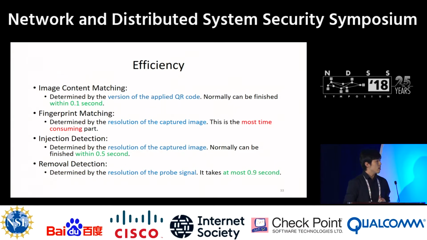So to evaluate our efficiency, we did experiments for the four parts. These four processes can all be done in parallel. The image content matching, injection detection, and removal detection can all be done within 1 second. The only time-consuming part is the fingerprint matching, because it requires a denoising filter.